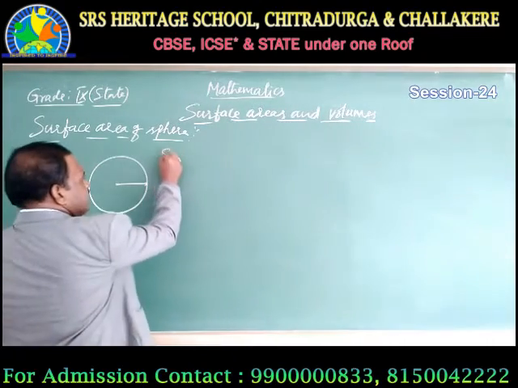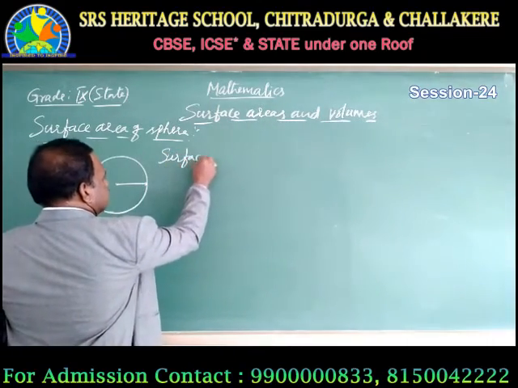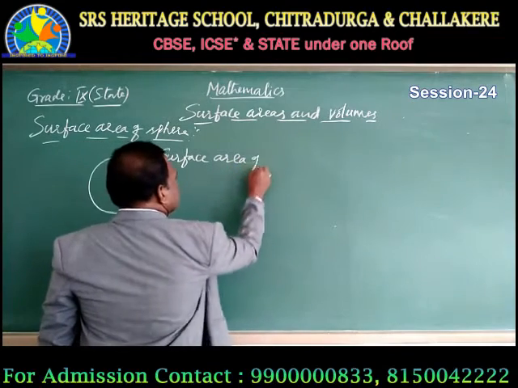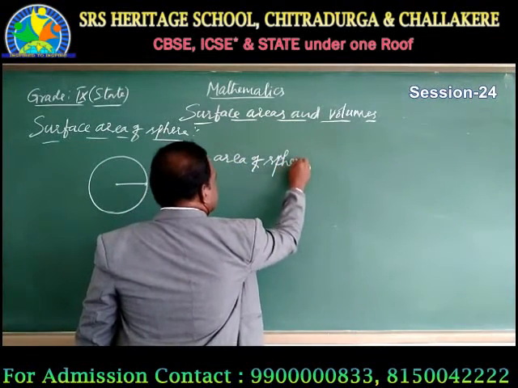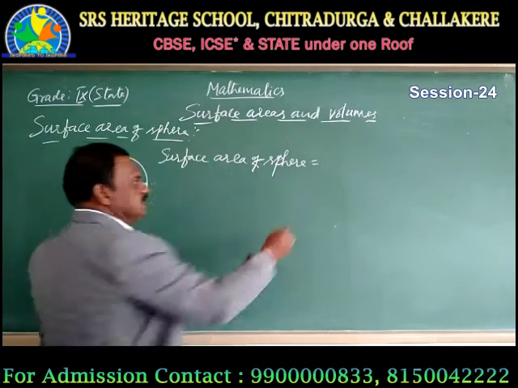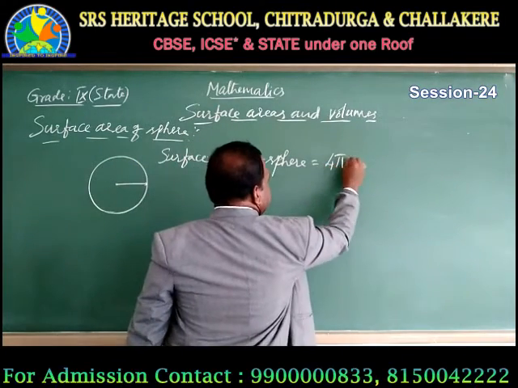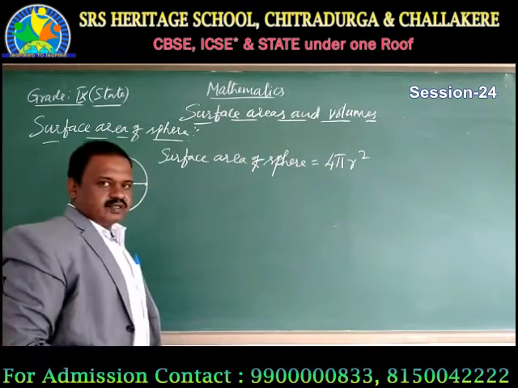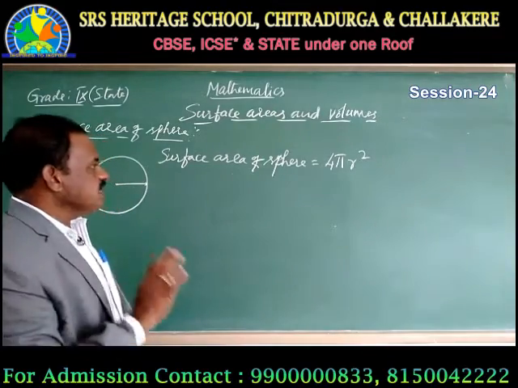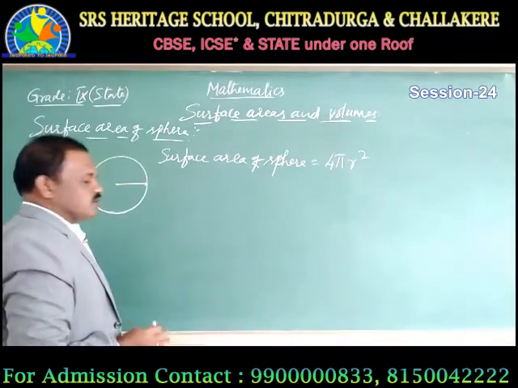So the surface area of a sphere is equal to 4 pi r square. This is the surface area of a sphere, 4 pi r square.